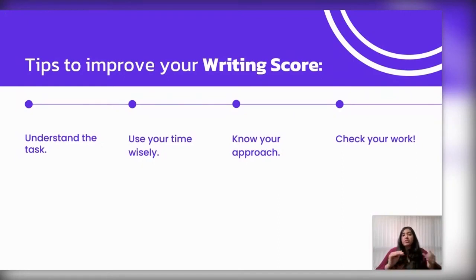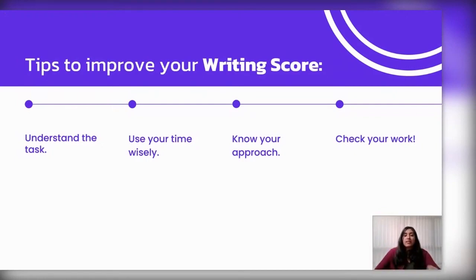All right, that brings us to the next one, which is know your approach. Again, planning comes into that. Know how you're going to attack or attempt the question. So maybe you have the graphs, you want to pick out certain things, write down those certain things, and make sure that you have enough explanation to support it. So know your approach, know how you're going to get to the question.